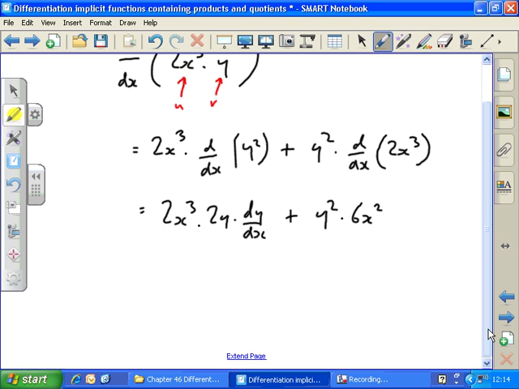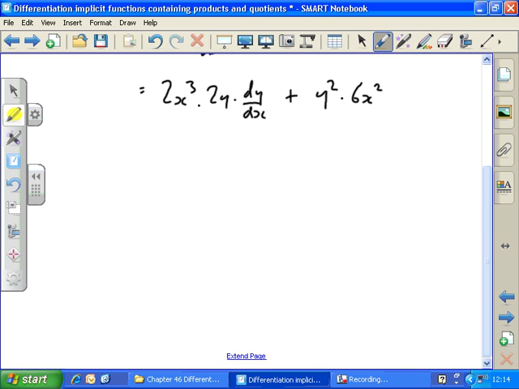So tidying up the algebra to get the solution in the text is always involved. 2 times 2 is 4. Put the x term first before the y, alphabetical order, times dy by dx plus 6x squared y squared.